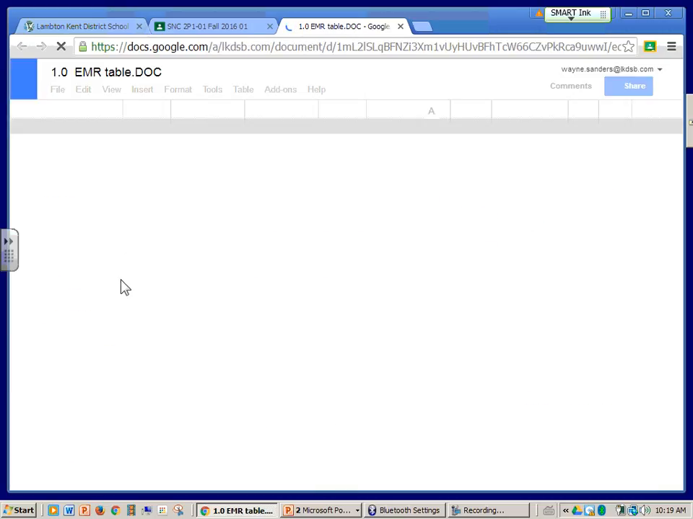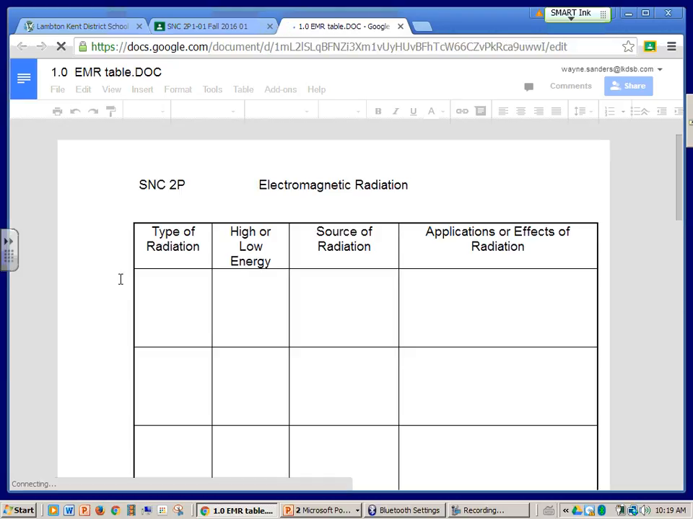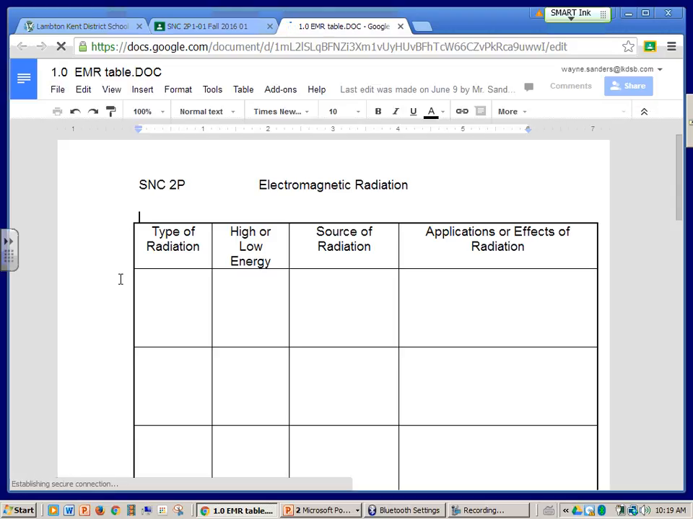You'll notice that it says here, EMR table document. Open that document up. Now, you can write this on a piece of paper, or you can write this down on the document. But right now, what I want to do is go through the different types of radiation that we did here, okay? I want to talk about where it can come from, and I want to talk about some effects of that radiation, okay?